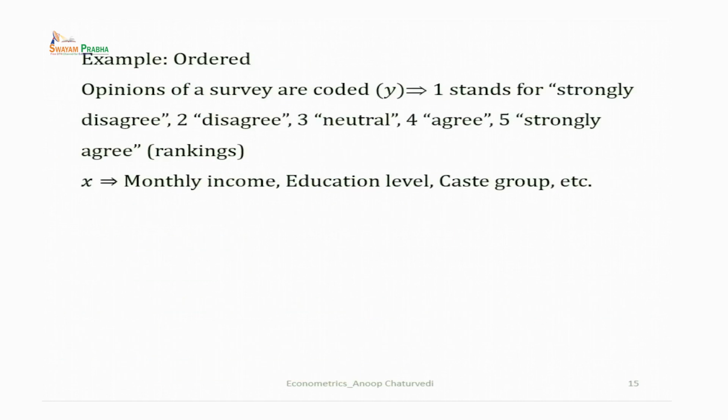Another example of ordered choices is the opinions of a survey, which are coded, say y equal to 1, where 1 stands for strongly disagree, 2 stands for disagree, 3 for neutral, 4 for agree, 5 for strongly agree.